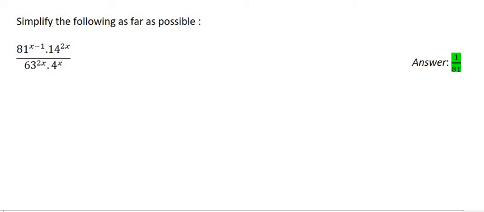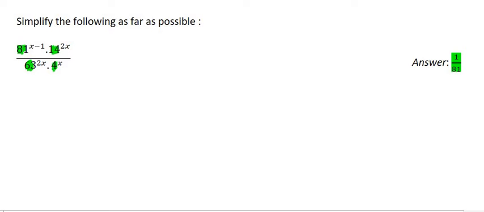Are you ready to try another example? Well, let's try this one. So straight away, we can see that this 81, this 14, this 63, and this 4 cannot be combined because they are exponents. However, if we were to drop each of those numbers down to their prime numbers, what we would see is that they do have some similarity.